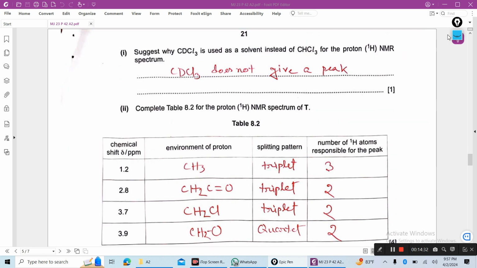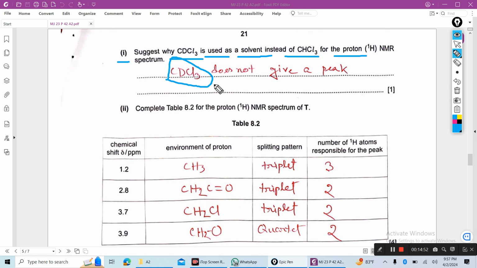Now you are asked the question: suggest why deuterated chloroform, CDCl3, is used as solvent instead of chloroform for the proton NMR spectrum. And you know CDCl3 has no proton, so CDCl3 does not give a peak. As this is proton NMR, there is no proton here, so it will not give any peak, but chloroform has hydrogen, so it will produce a peak.